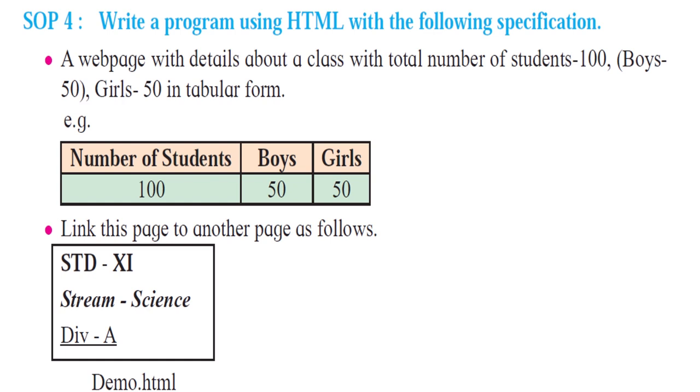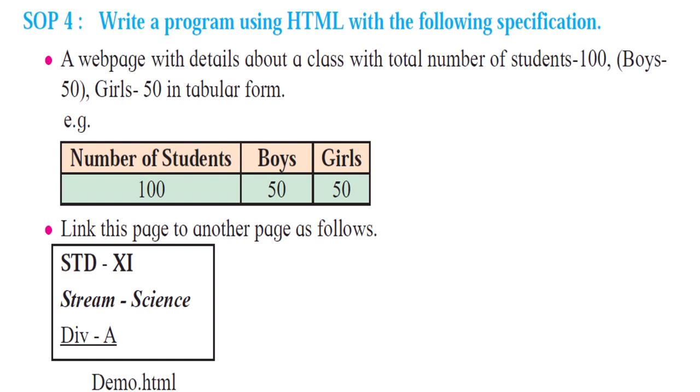In the first web page, that is in the class.html, we have one table with the number of students, boys and girls. The number is given as 100, 50, 50. For the first row of the table, orange color is given as a background color, and in the second row, green color is given. In the second web page, demo.html, we have standard 11th in bold, stream science in italics, and division A is underlined.